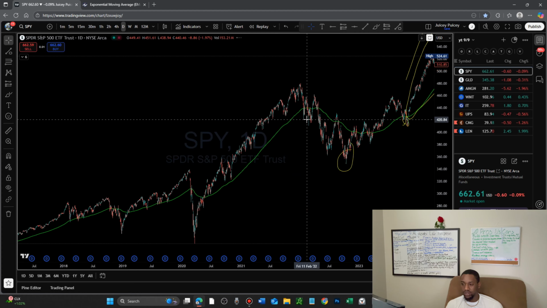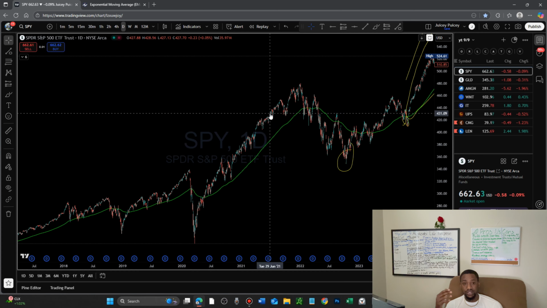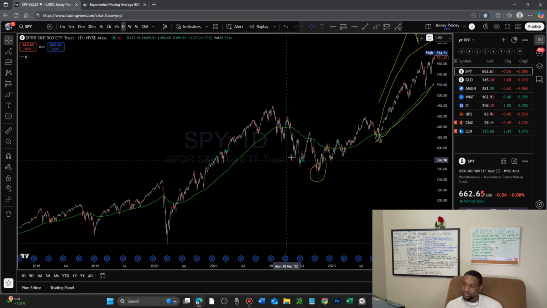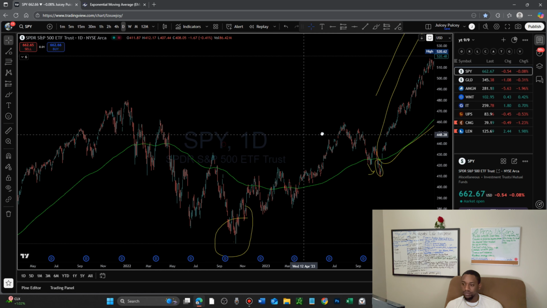I'm about to delete all them circles, and we're going to go over actually ticker symbols and stocks that I was able to profit off of, or that you could be able to profit off of, or that is there right now. LEN is there right now. IT is there right now, and I'm in both of them. And yeah, let's get into it, man.